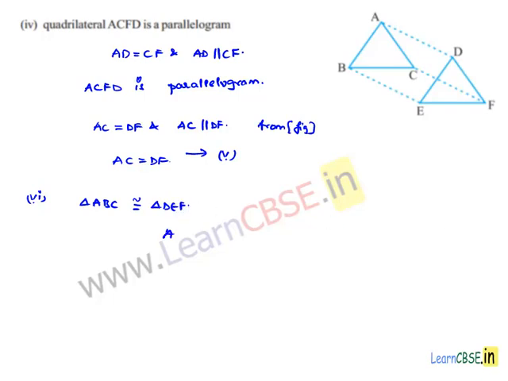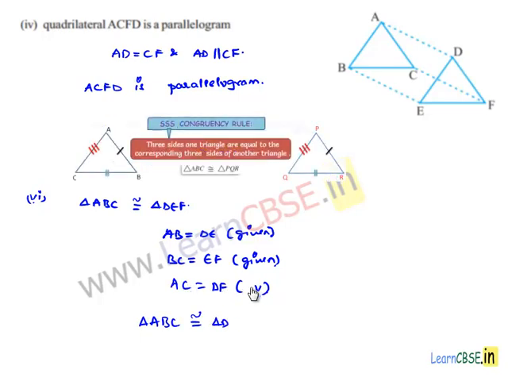He has given that AB is equal to DE in the first case and BC is equal to EF here also given in the second case, and finally we got that AC is equal to DF from the fifth proof. So here as three sides correspondingly in both the triangles ABC and DEF are equal, we can say triangle ABC is congruent to triangle DEF. This is what our proof required.